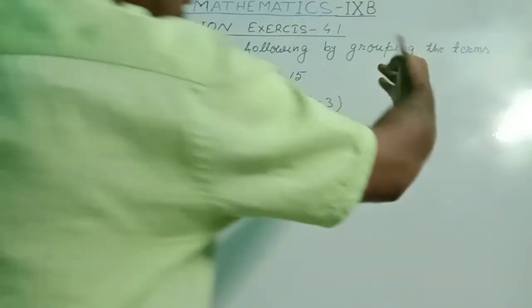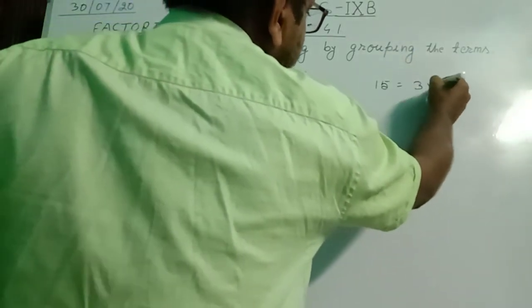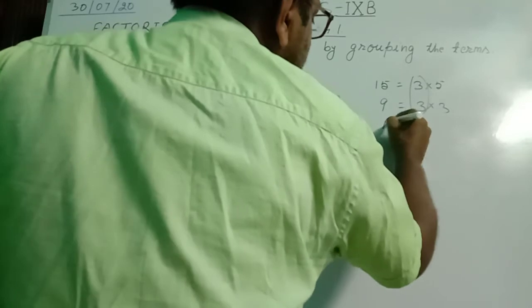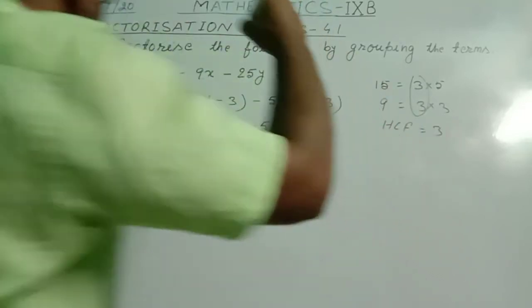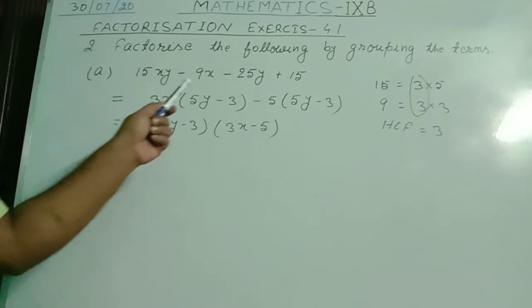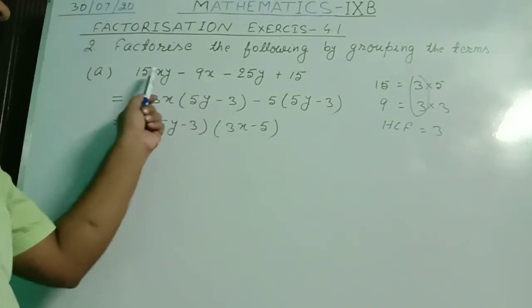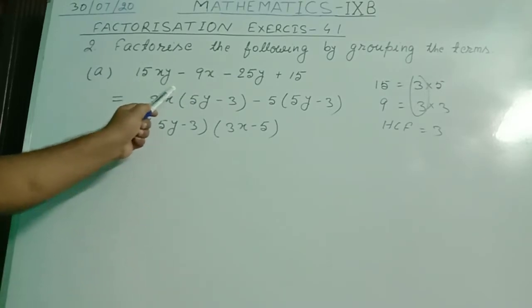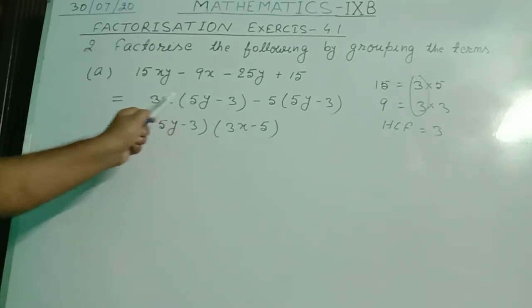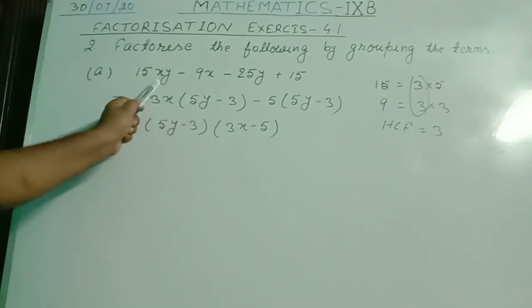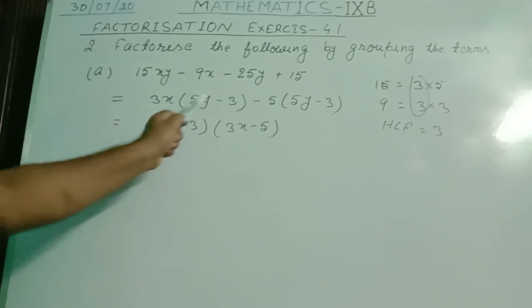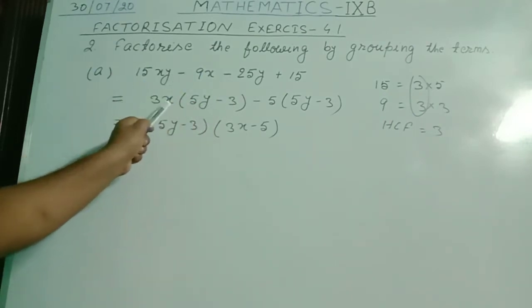You can check here: 15 we can write as 3 into 5 and 9 as 3 into 3, so 3 is common. HCF became 3, so 3 came out as common. Now the least power of the common variable is x. x belongs to both terms, so I took x as common. After taking common, what is left in this term? 5y is left, because 3 fives are 15 and x into y is xy. In the second term, 3x is taken common, so only minus 3 is left, because 3 threes are 9x.